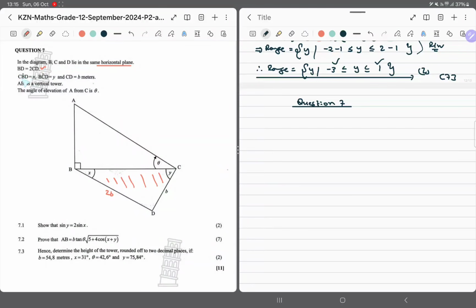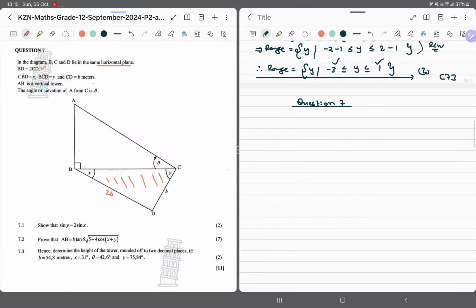Now, angle CBD equals x. Okay, it's shown. Angle BCD equals y, it's already shown. And CD is b units. Fine, we already transferred the knowledge.